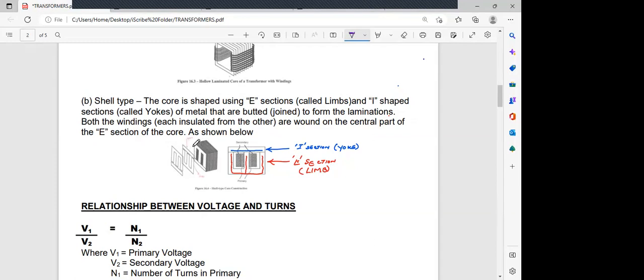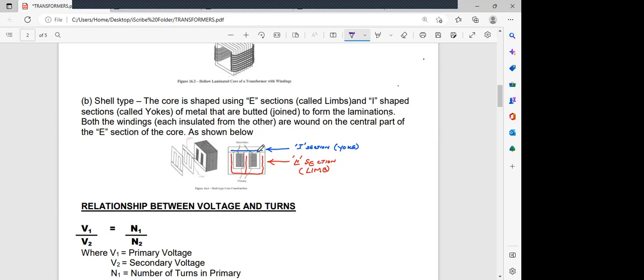Now you could have your primary wound on this side and the secondary wound on that side. But that is not going to help matters. So where are they going to wind the primary and secondary? They're going to wind it on your central limb of the E. First is the primary. And of course, you're going to have to insulate your primary windings, on top of which your secondary windings, which are also insulated, are going to be wound. And your output is from one side, your input is from the other side.